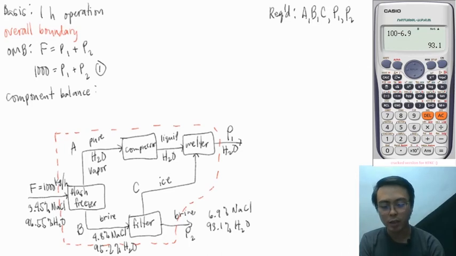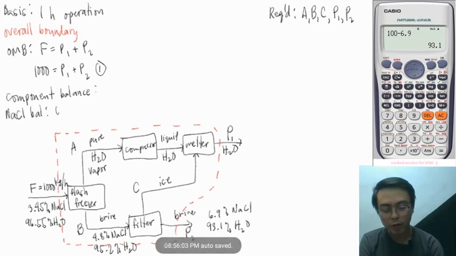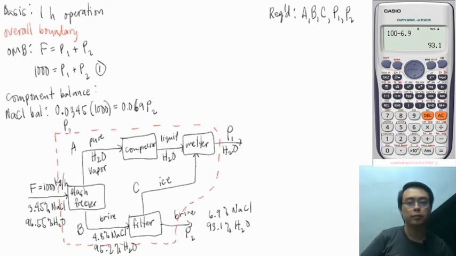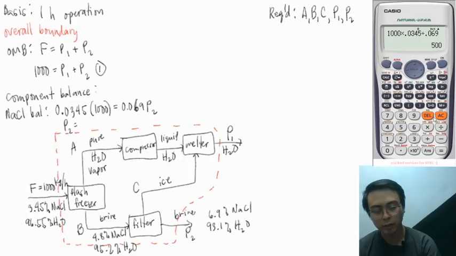So let's have the sodium chloride balance. That would be 3.45% of the feed is equal to 6.9% of P2. We can now solve for P2. So that is 1000 times 0.0345 divided by 0.069. P2 is 500 kilograms per hour.